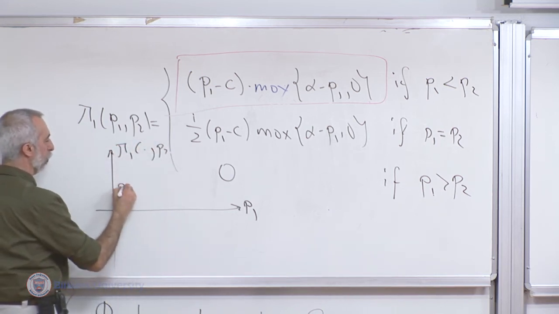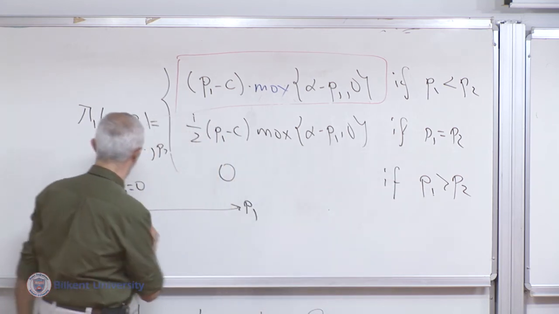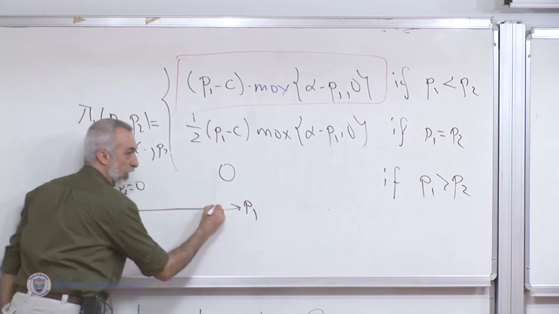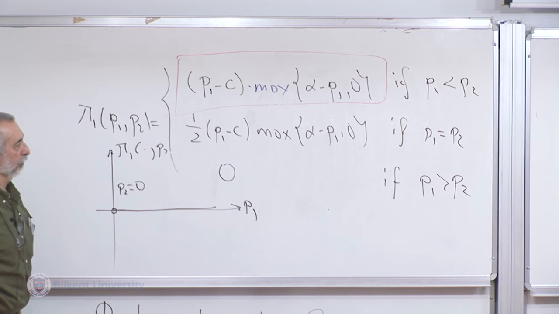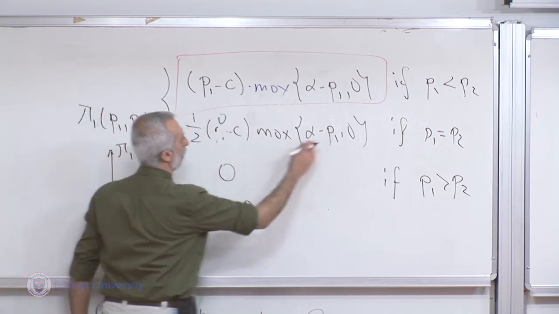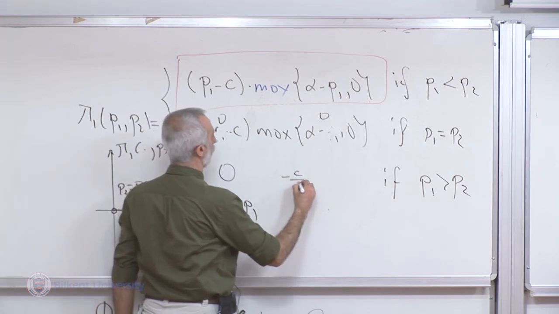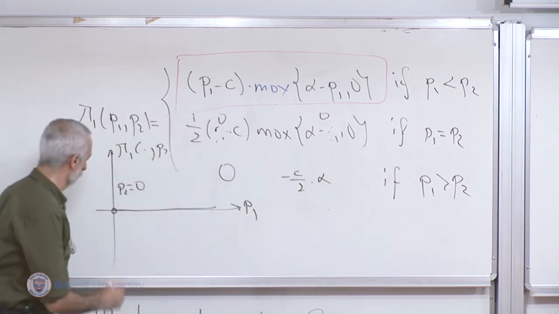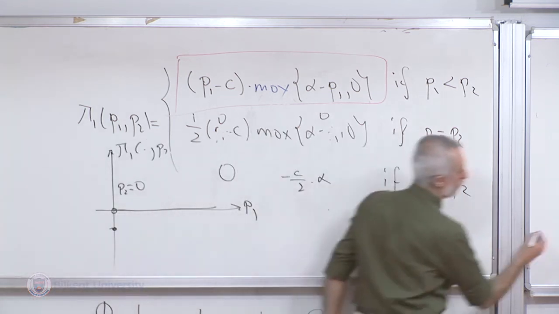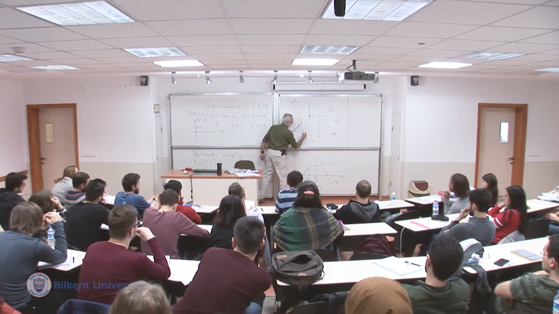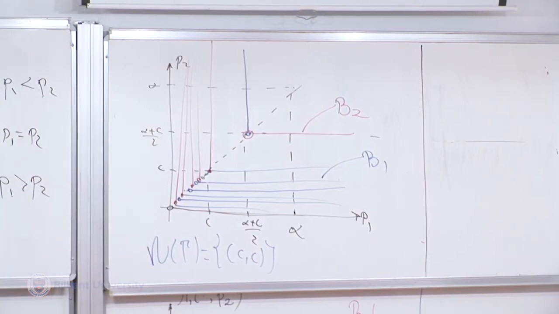So P2 is equal to 0. If P1 is bigger than P2, your profit is 0. If P1 is equal to P2, what do you get? So put 0 here, put 0 here. What do you get? Minus C over 2 times alpha, which is a number over here. Okay? So again, your best response is like this. 0 is not a best response. Okay?